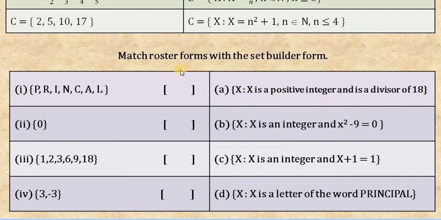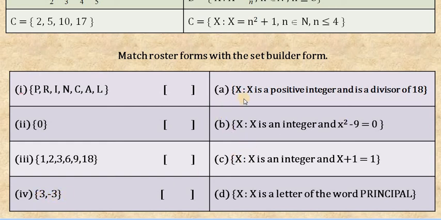Now as an exercise, let us see the matching of roster forms with the set builder forms. First one, set PRINCAL. So these are the elements existing in this set. Second one, set 0. Third one, set 1, 2, 3, 6, 9, 18. Fourth one, set 3, minus 3.